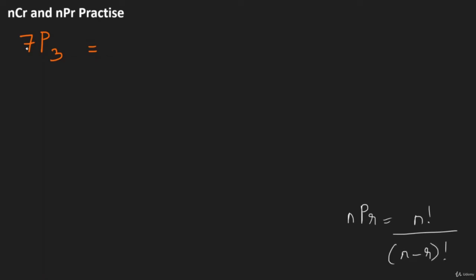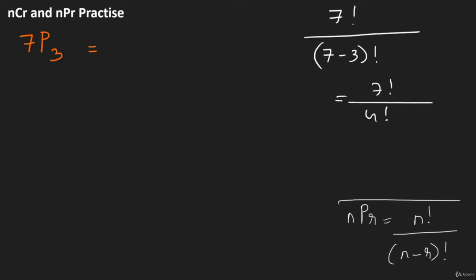All right, so 7P3, as per the traditional formula, would be 7 factorial divided by (7 minus 3) factorial, which is equal to 7 factorial by 4 factorial, right? And if you expand 7 factorial, you will get 7 into 6 into 5 into 4 into 3 into 2 into 1, right? And 4 into 3 into 2 into 1 is equal to 4 factorial. So 7 factorial can be written as 7 into 6 into 5 into 4 factorial. You cancel out the 4 factorial in the numerator and denominator, and you get your answer as 7 into 6 into 5.